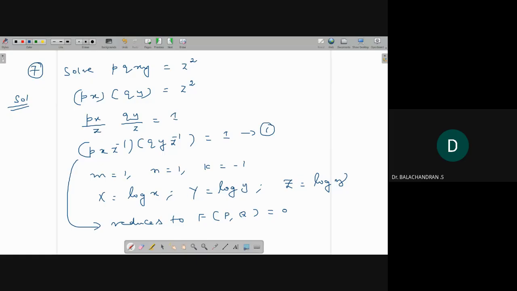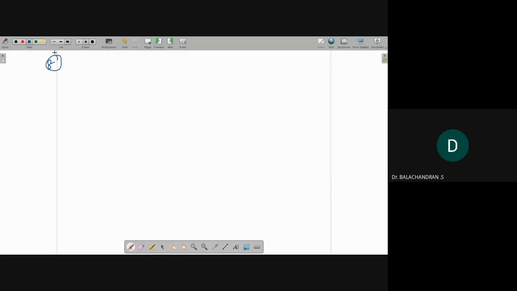Next, problem number 8. What is 8? x power 4 p square minus yzq minus z square equal to 0. So this is problem number 8. Here, I'm just going to give the idea only for the remaining problems. x power 4 p square minus yzq is equal to z square.